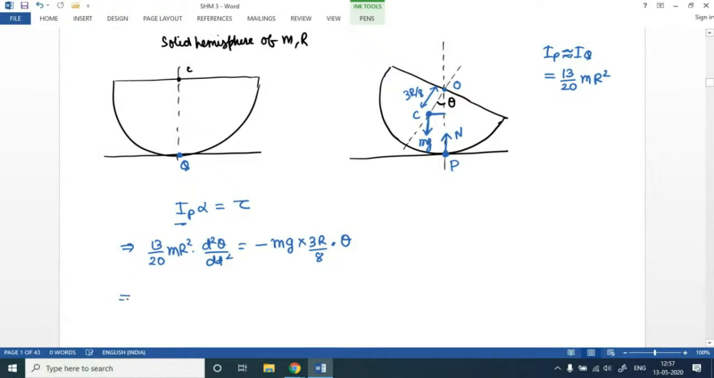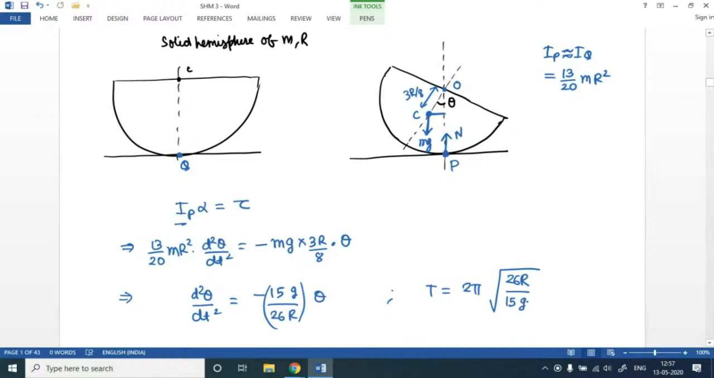When you rearrange that, you get d2 theta upon dt square is equal to minus 15g by 26r into theta. So obviously the time period here would be 2 pi root under 26r by 15g. That is the time period.